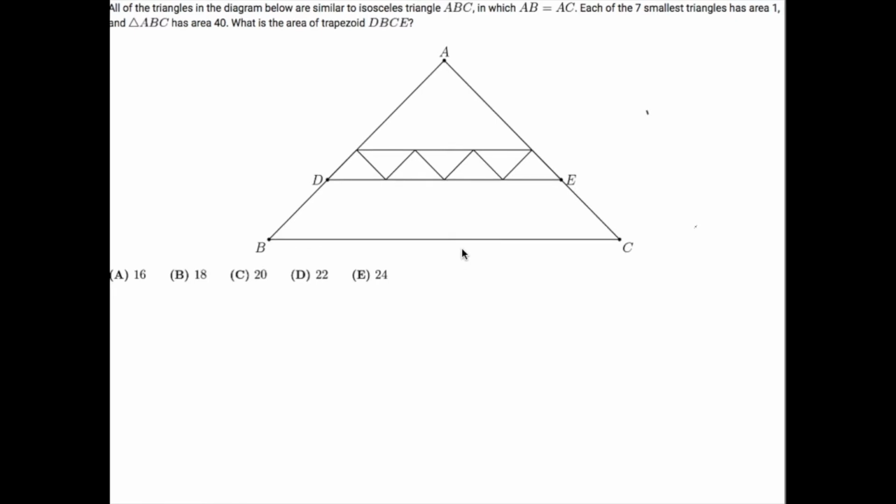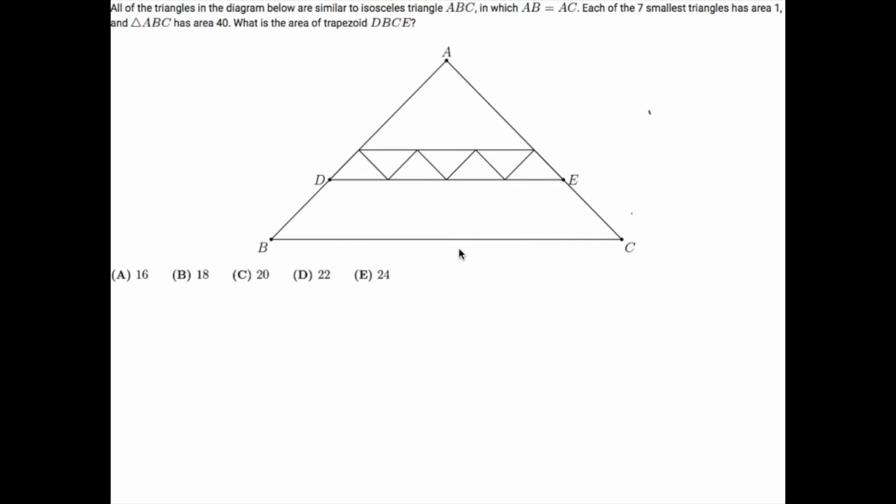With a lot of problems on the AMC12, especially the earlier problems, most people will know the concepts and formulas necessary, but what's more difficult is to assess when to use what formula and when to implement what concept. So in this problem, we're told that all the triangles in the diagram are similar to isosceles triangle ABC. So we know that we're going to be using similar triangles to solve this problem.